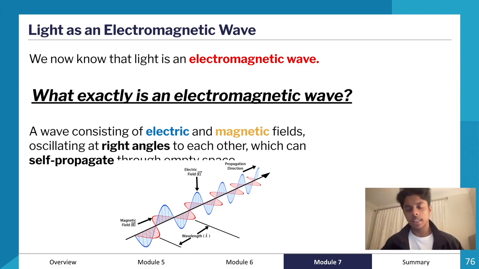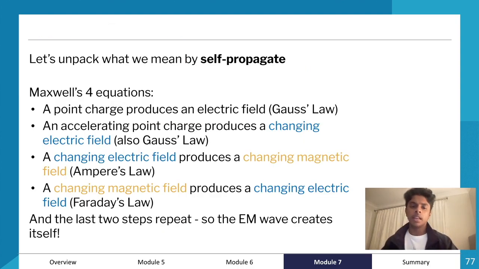So the important things in this case is that an electromagnetic wave consists of both electric and magnetic fields, and these electric and magnetic fields oscillate at right angles to one another, and they can self-propagate through empty space. So they don't need a medium, and they can propagate themselves. So let's unpack what we mean by self-propagate. I briefly brought this up when we were looking at module 6, but we'll look at it in more detail now.